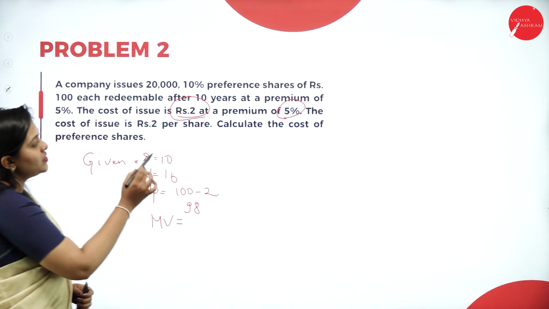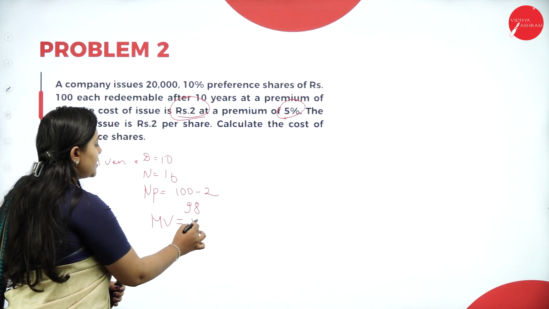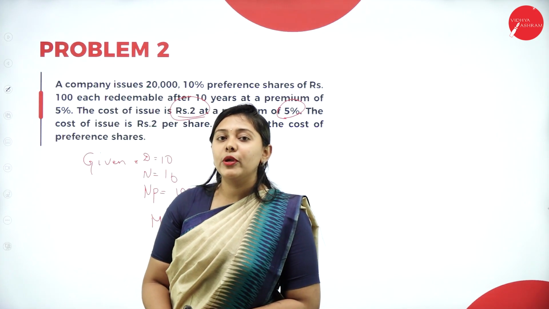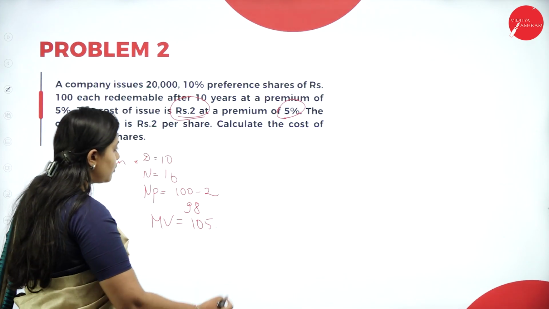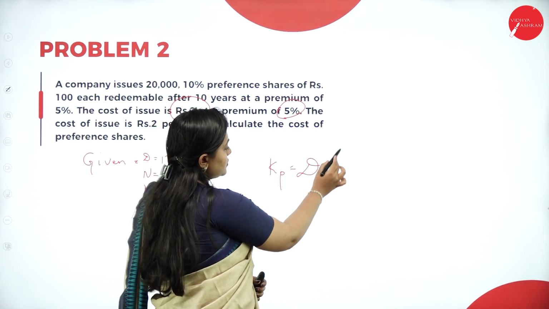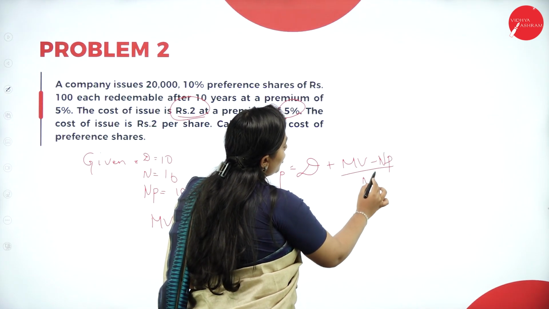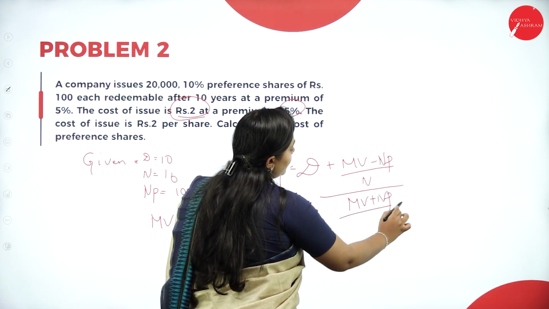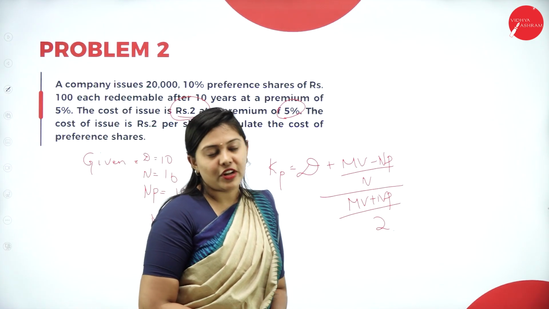Maturity value will be how much? 100 into 5%, it will be 105 rupees. So this is the value given. What is the formula to compute the cost of redeemable preference share? The formula is: cost of preference share is equal to dividend plus maturity value minus net proceeds divided by number of years, whole divided by maturity value plus net proceeds divided by 2. So this is the formula that is given for redeemable preference shares.